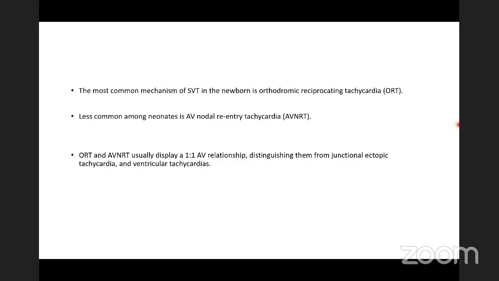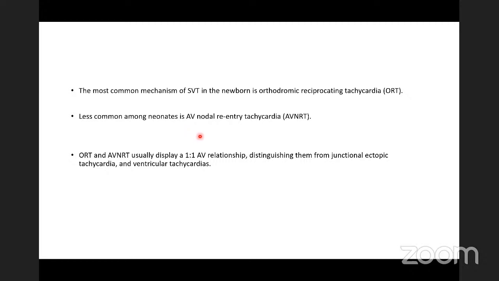The most common cause of SVT in adults is AVNRT. In the pediatric population, it's less common. Rarely do newborns have those AVNRTs. Usually they start manifesting after the age of 8 or 9 years. Typically young girls, 12, 13 years, have a lot of AVNRTs. But for the newborns in neonatal intensive care units, the most common mechanism is orthodromic reciprocating tachycardia, or ORT, that uses the accessory pathway. The common thing in both of those arrhythmias is that there is a 1:1 AV relationship.